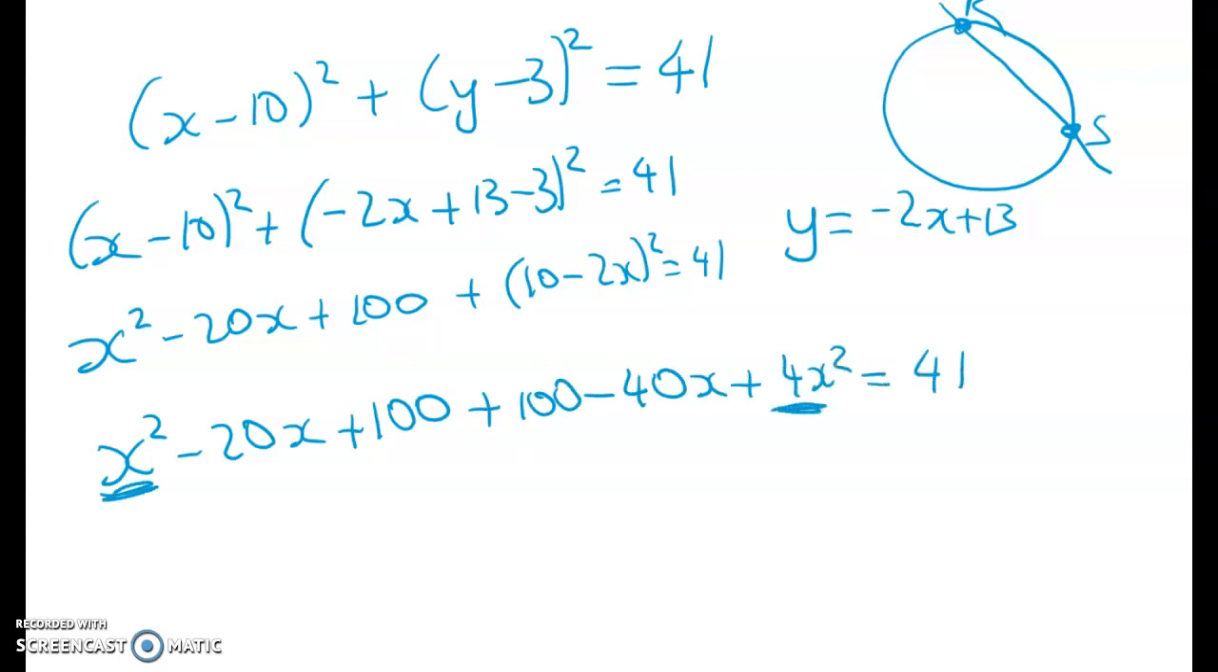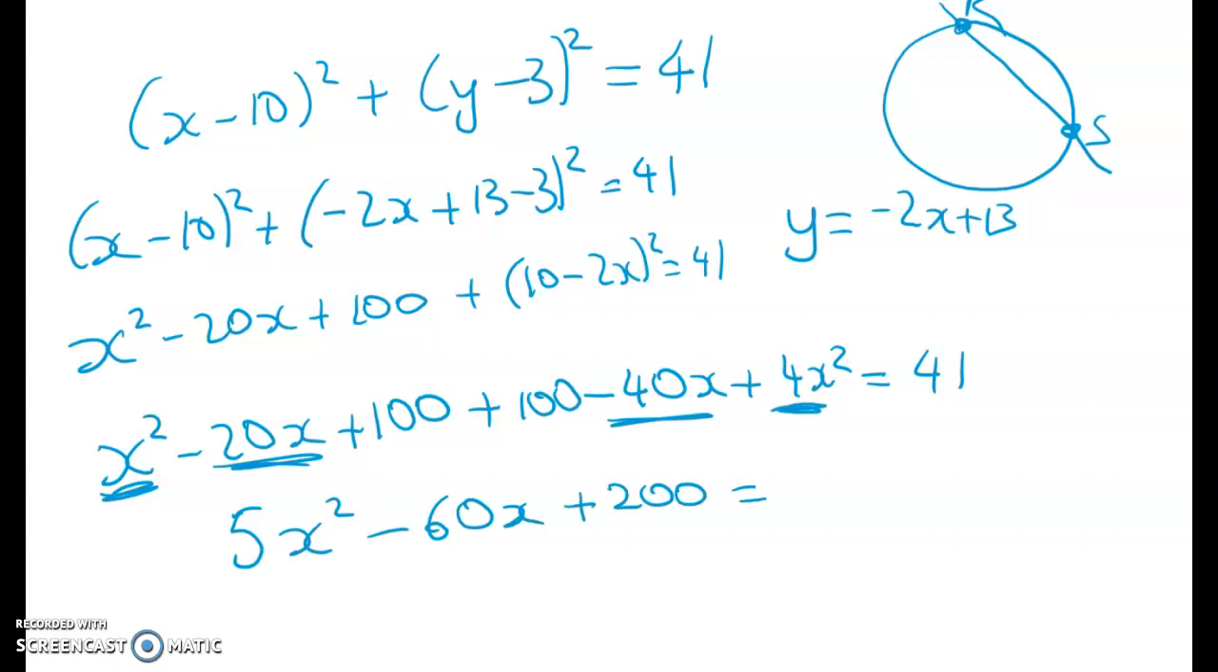Right, let's combine some terms here. And it's starting to look really good. We've got 5x squared minus 60x plus 200 equals 41. And when we subtract the 41, we get exactly what we wanted.